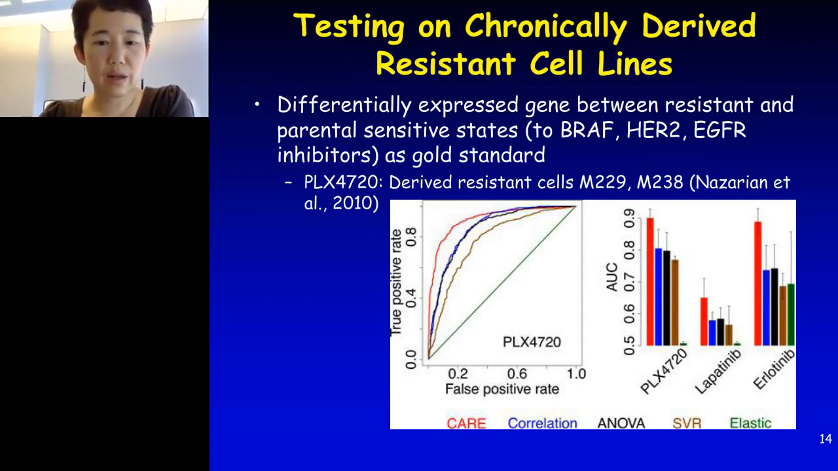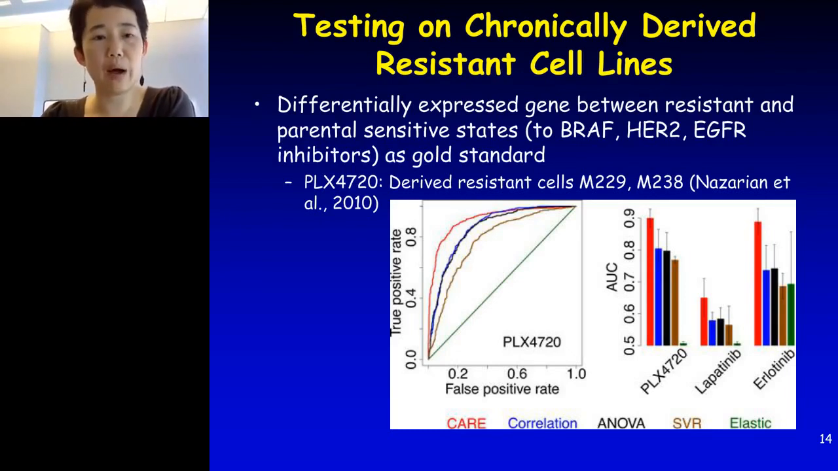And so we use this to evaluate, comparing with just the correlation of the gene expression with the drug effect, or with ANOVA. And you can see overall, the CARE model works really well. This is evaluated on three targeted therapies: BRAF inhibitor, HER2 inhibitor, and EGFR inhibitors. And so this is still testing on resistant and sensitive cell lines.